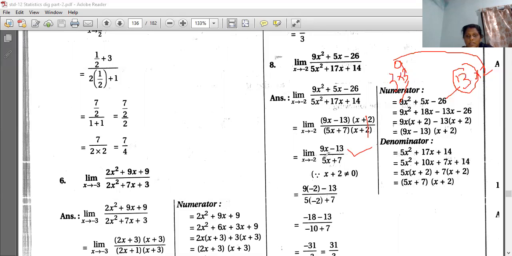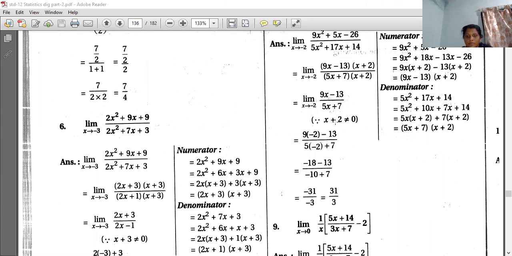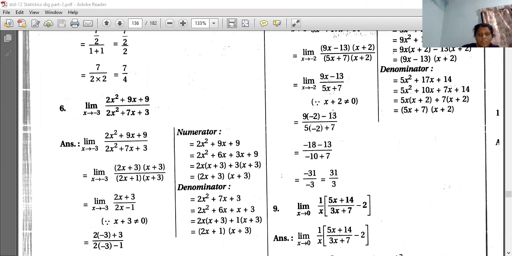So next is you have to substitute the values. So minus 18 minus 13, minus 10 plus 7. That is minus 31 upon minus 3. So minus minus cancel. That is 31 upon 3. Right. So this is your solution.